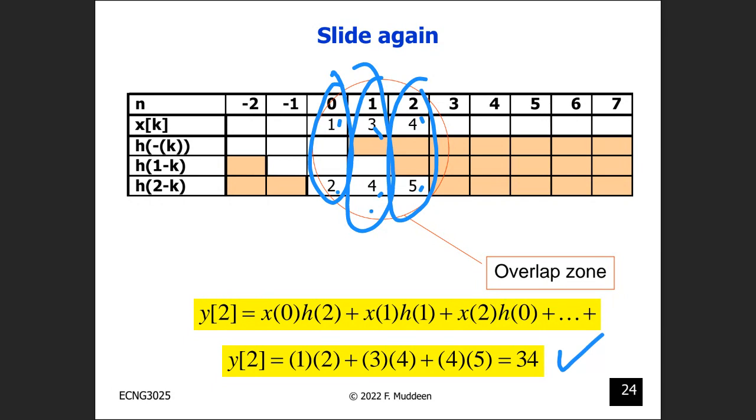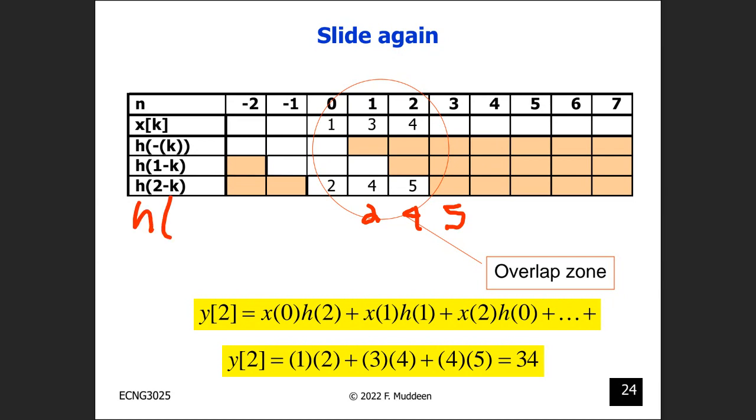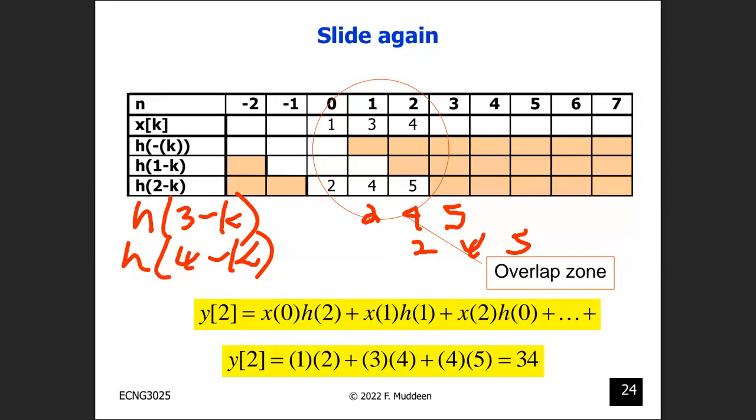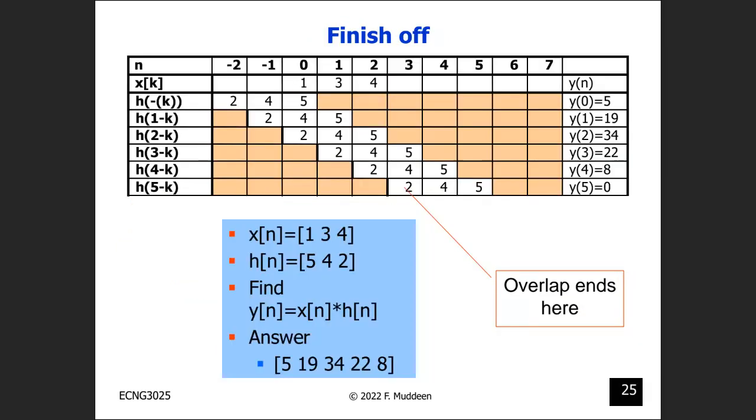And the next one now, we take hk and we shift it down here. So it is now 2, 4, and 5. And this would be h3 minus k. And then we will put it 2, 4, 5. And this will be h4 minus k. And then we put it down to h5 minus k until there's no more overlap, just like we did before. If you expand it out, the overlap ends at h5 minus k.